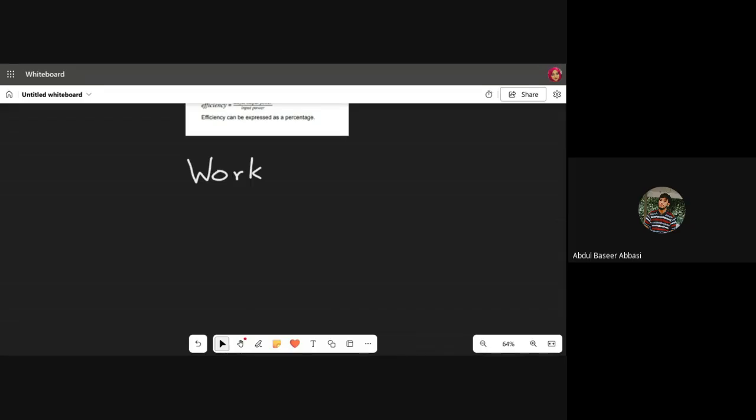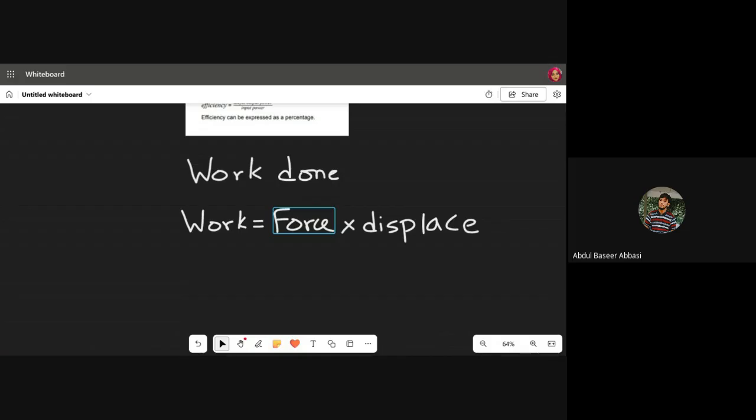Okay, so the work done is basically equal to the force times the displacement, right? And by displacement, I really mean that the object has changed in position due to that force.